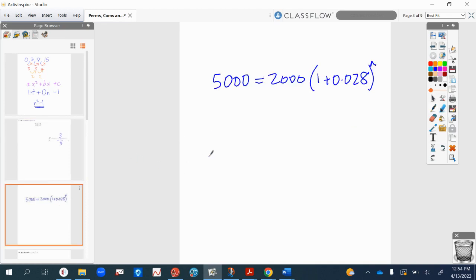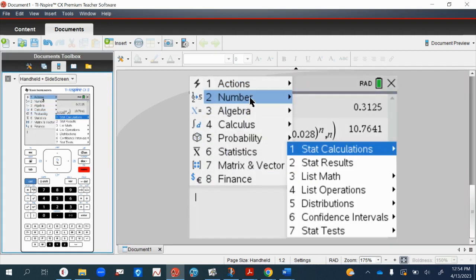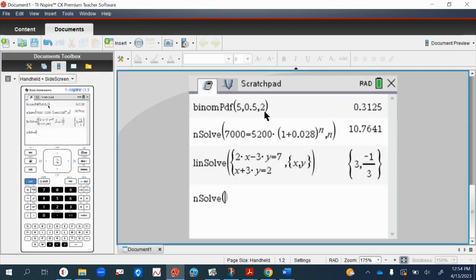Right, here's a reminder just how to use Nsolve. You can use this to solve pretty much any equation, but remember, it's not very reliable sometimes because it only gives you one solution. And there can be some other problems with it as well. So you have to use it with some caution. Again, we go into algebra, numeric solve.